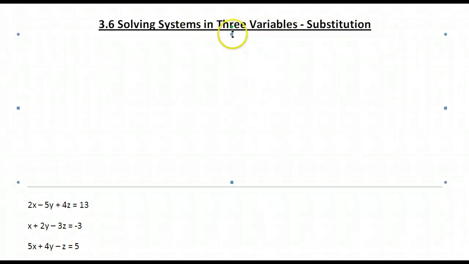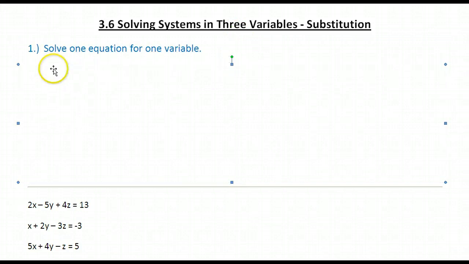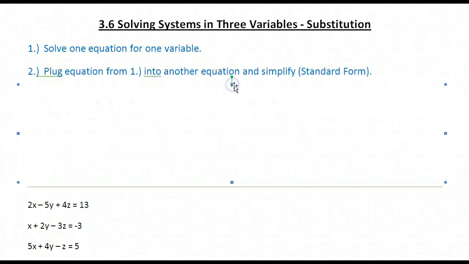To use substitution, we start by solving one equation for one variable. Again, it doesn't matter which variable, and it doesn't matter from which equation. We want to pick the easiest variable to solve for. Step 2. Take that equation and plug it into one of the other equations. And then simplify. And when we simplify, we want to write that equation in standard form with our variables on the left and our constant on the right.